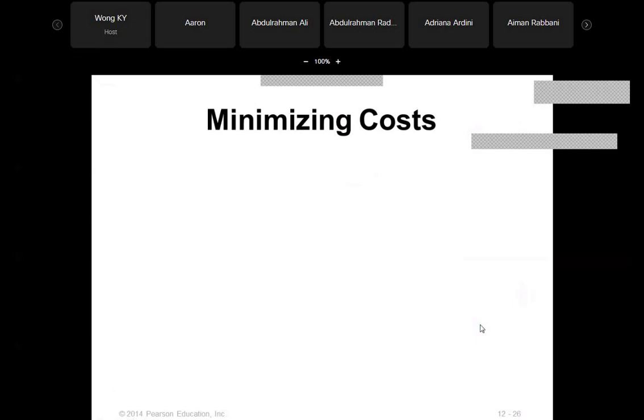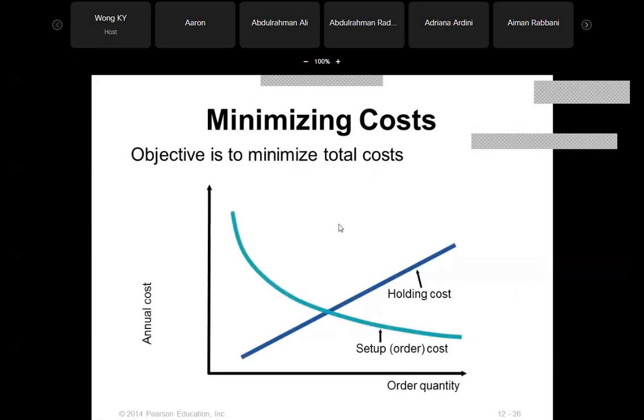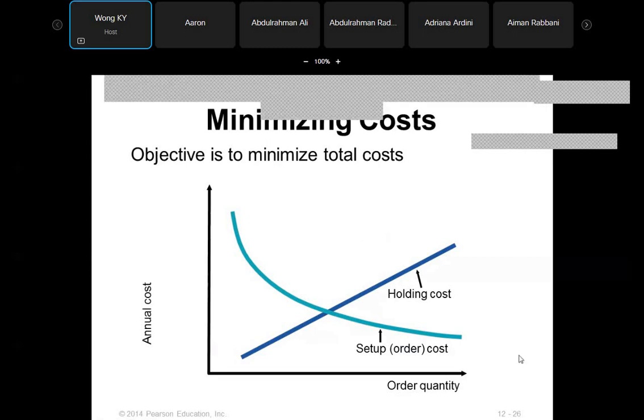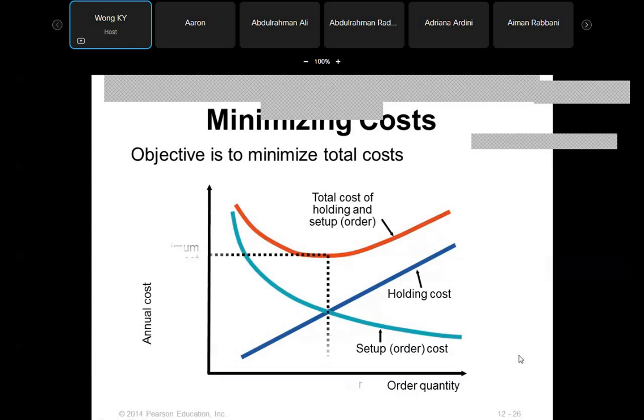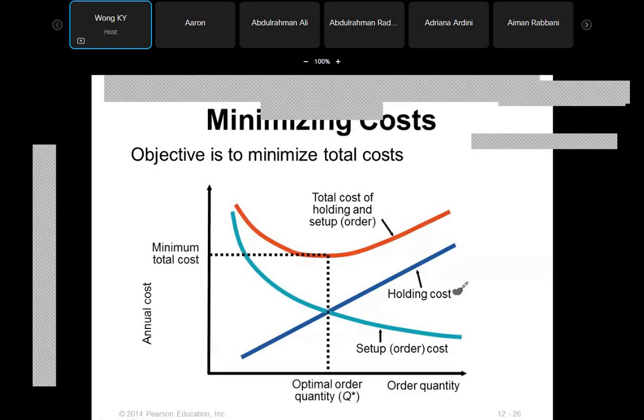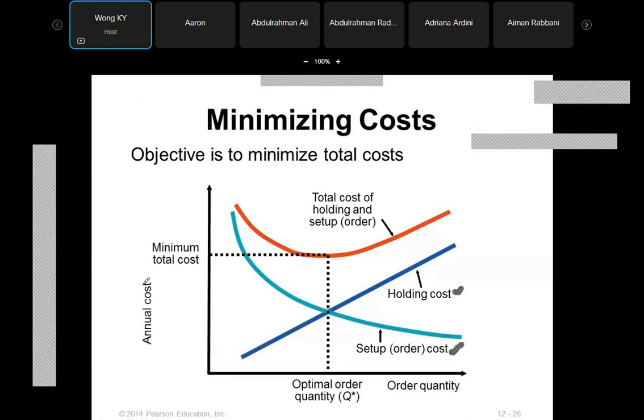Okay, next thing you have to understand is this before I show you the mathematical models. I already said just now, two types of costs are involved. One is the holding cost, the other is the setup cost. So if we plot the graph of the annual cost or total cost versus the order quantity, and we plot the holding cost, we will get a blue line like this.